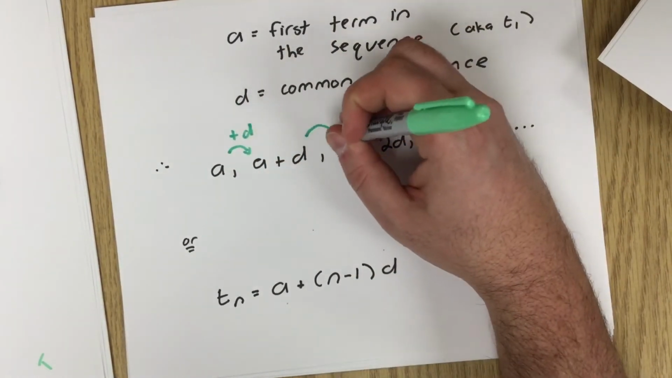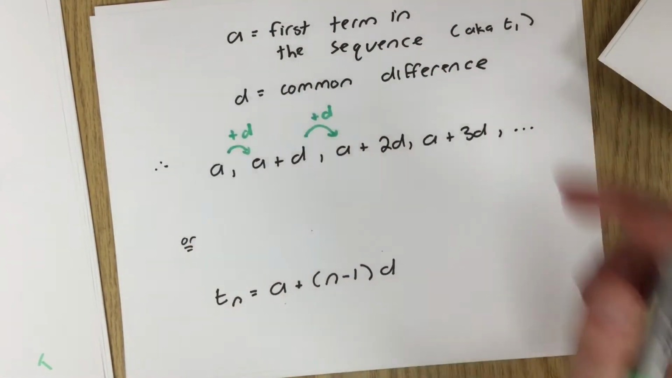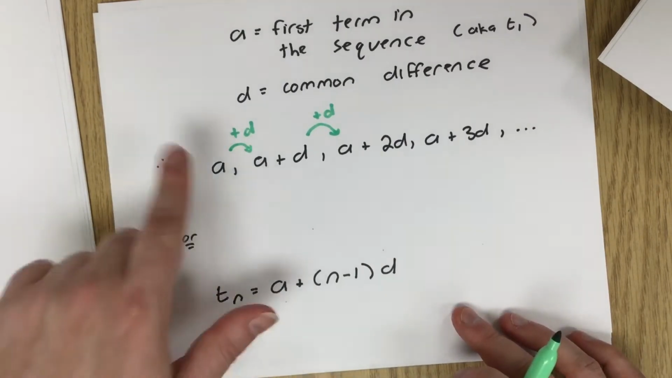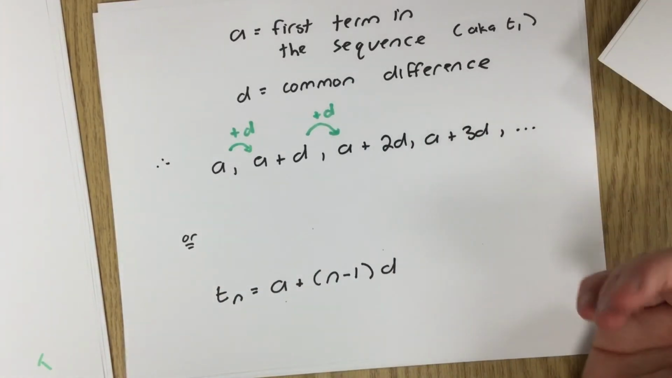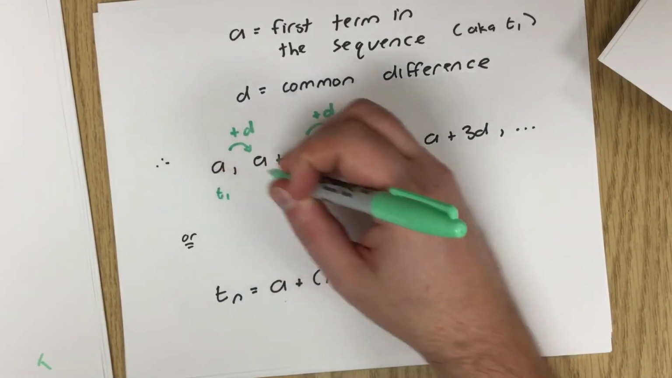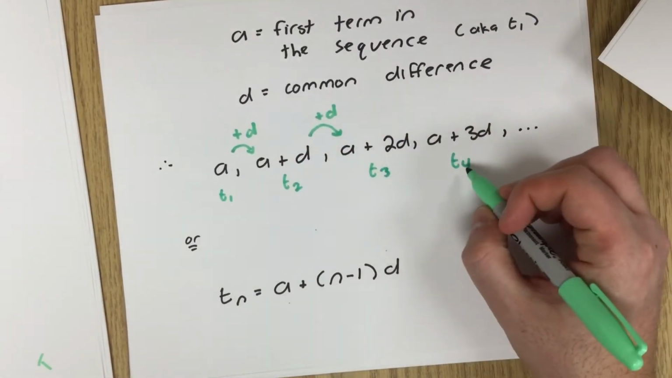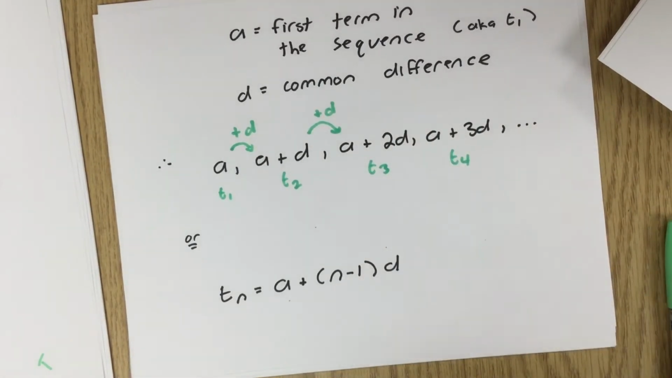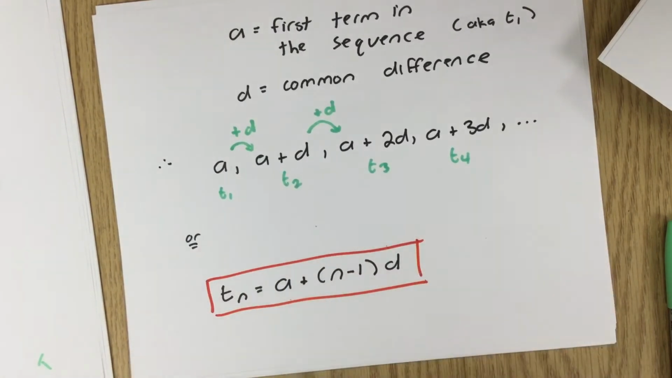And then if we added D again, so D plus D, it's going to be the first one plus D twice. And if you think about it, the nth term is going to be the first term plus D added one less time than the number of terms. So this is the first term, the second term, the third term, the fourth term. In the fourth term, we add D 3 times. In the third term, we add D 2 times. And so this over here is a formula for the nth term of an arithmetic sequence.